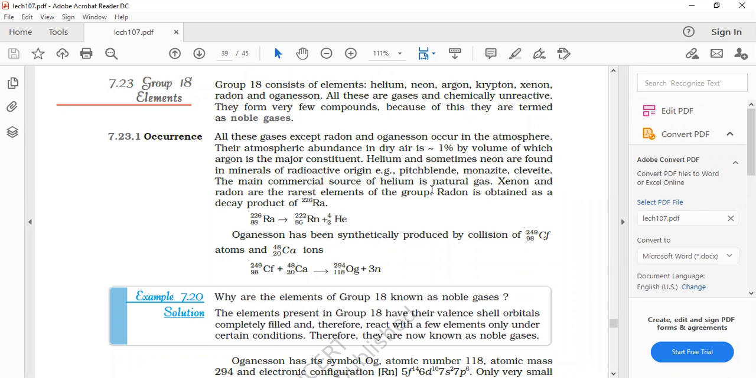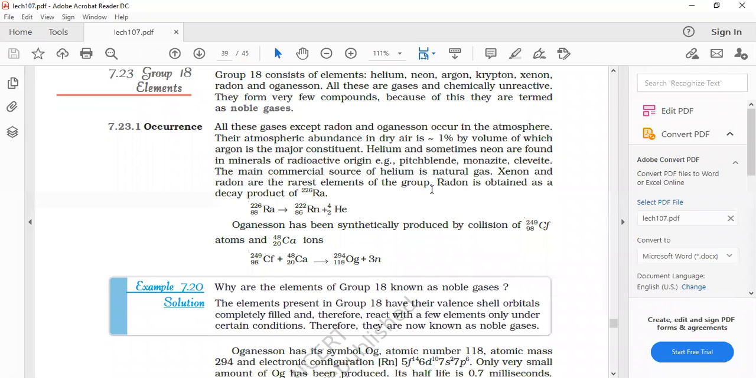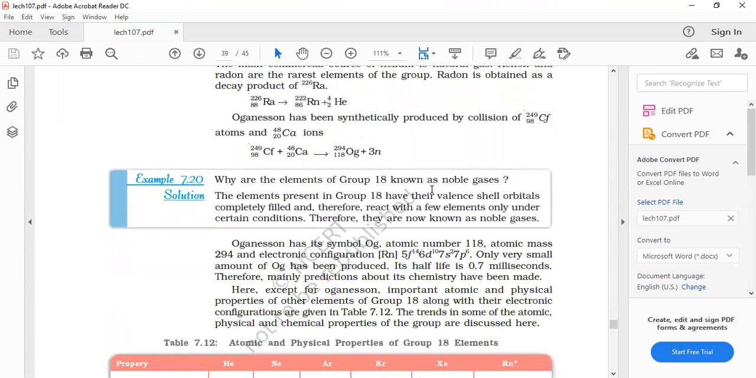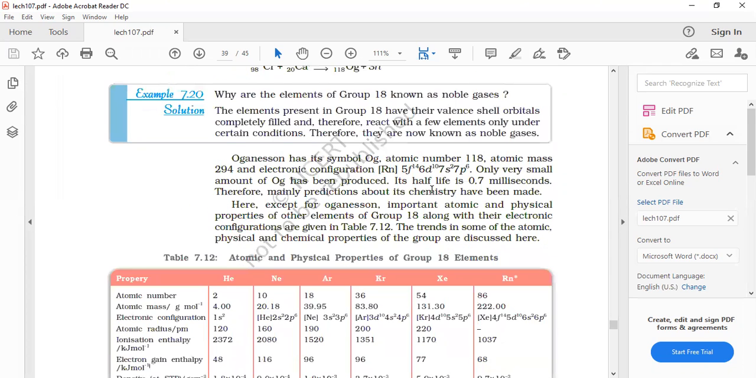So it is helium, neon, argon, krypton, xenon, radon. These are the elements of group 18. All are unreactive, and they are also known as noble gases. Occurrence is not in your syllabus, so we start with properties.